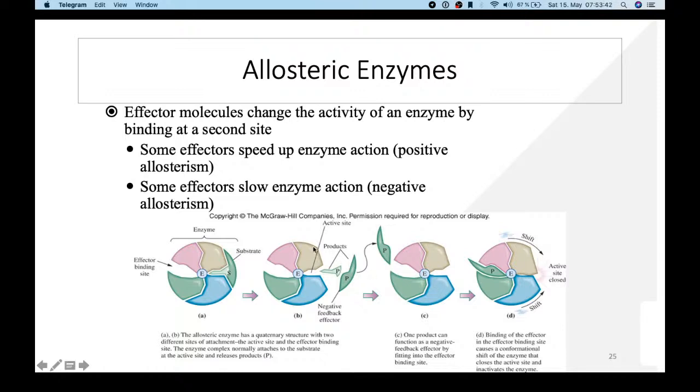So the active site is there, but it will not let the substrate attach. It will go attach to the part of a negative feedback inhibitor, because after the substrate was produced, two products were produced. One was a small one, this green part, and one was a bigger one. The bigger one got attached to this site, fitting there and acting as a negative effector, and it stops further reactions from happening at the active site.